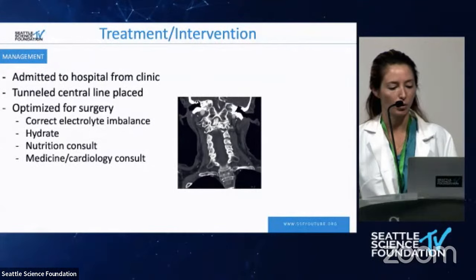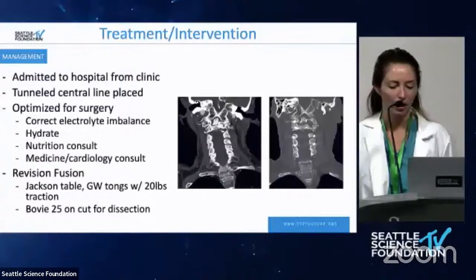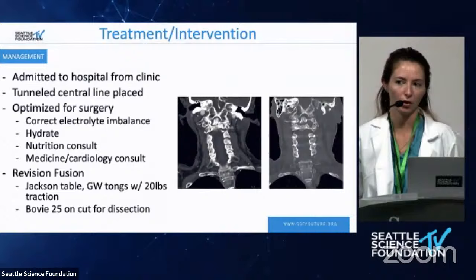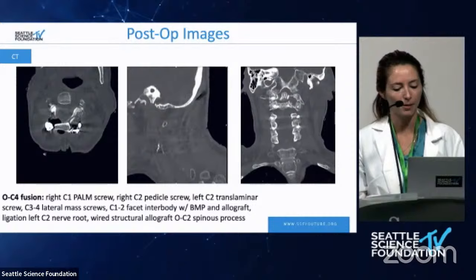Because we went into the case having a better understanding of the 3D anatomy, we were able to do a safe dissection. We visualized the vert on the left, and we were able to safely separate the wire and protect the artery for the duration of the case. So we removed the wiring, decorticated the C1-2 joints bilaterally, and then with opening the collapsed left joint, we visualized and sacrificed the C2 nerve root.